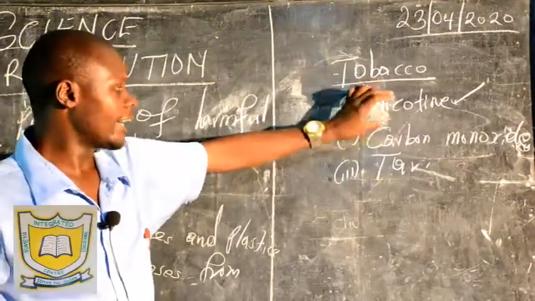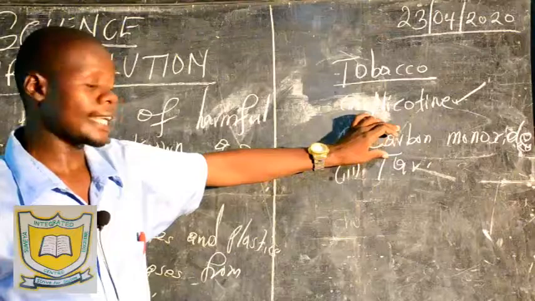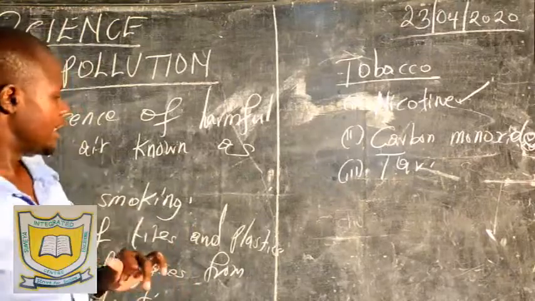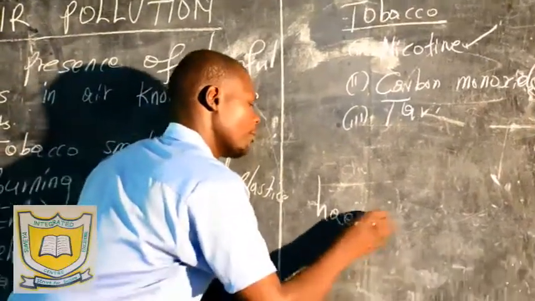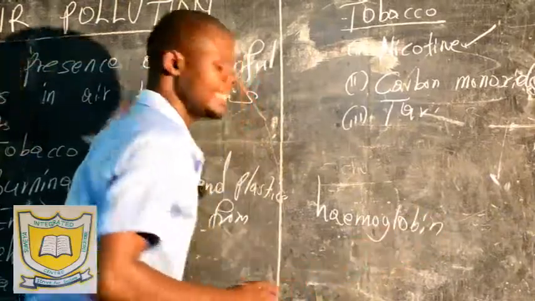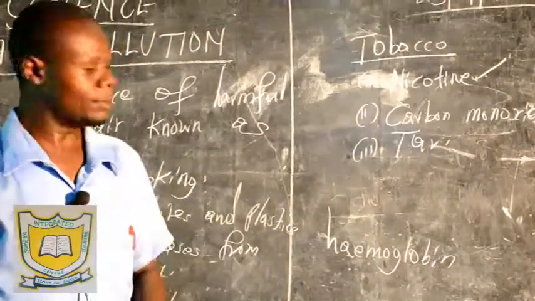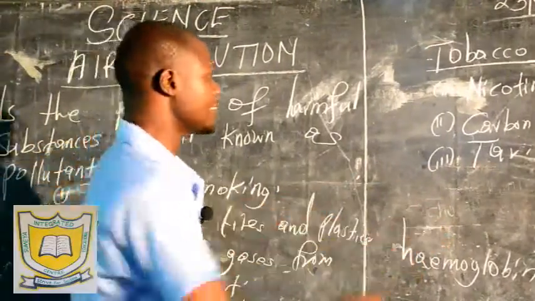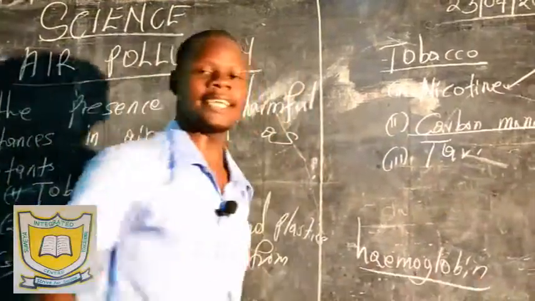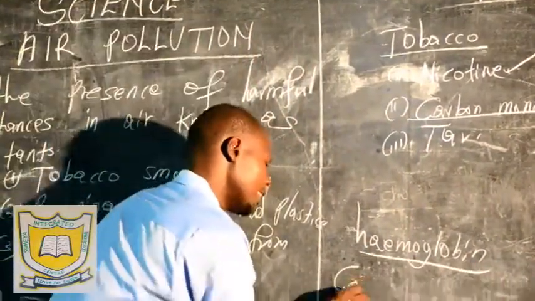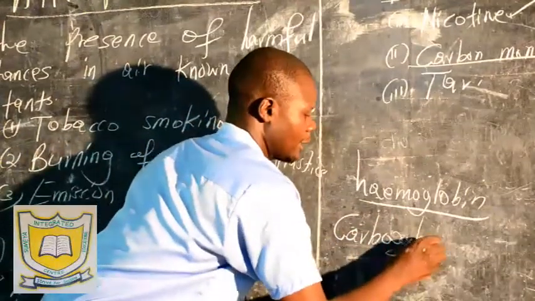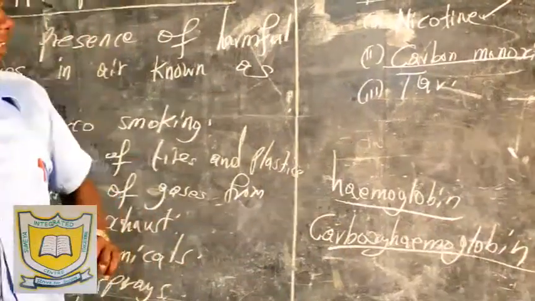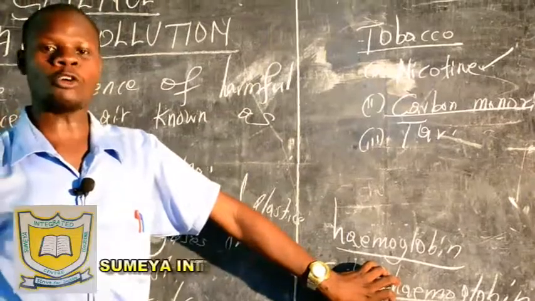It pollutes the air. Carbon monoxide is a very dangerous gas. You understand, carbon monoxide combines with hemoglobin in red blood cells to form carboxyhemoglobin that hinders transportation of oxygen in the blood. That is, carbon monoxide combines with the hemoglobin in the red blood cells to form carboxyhemoglobin, which is a very dangerous element. It hinders transportation of oxygen in blood.